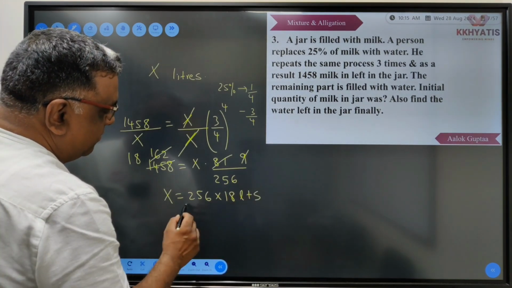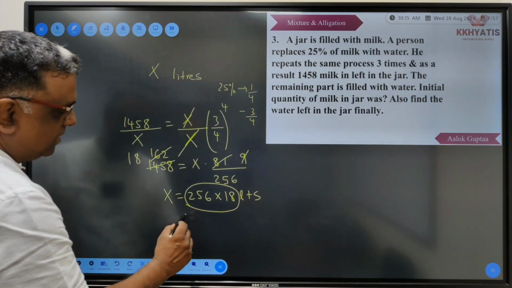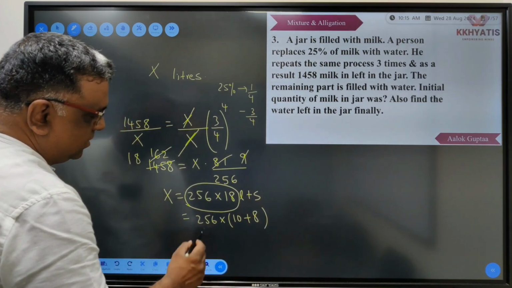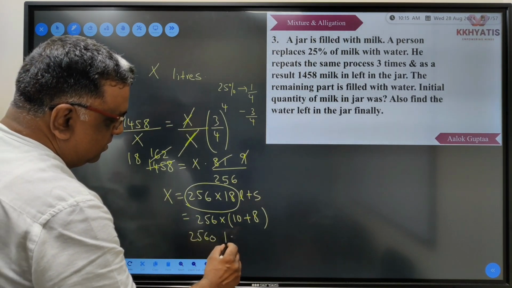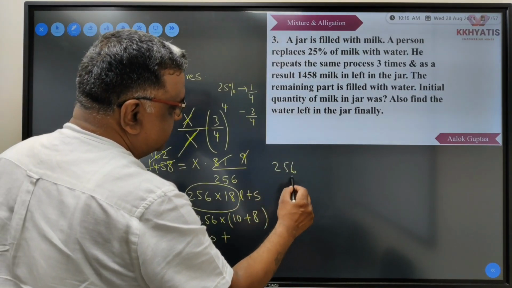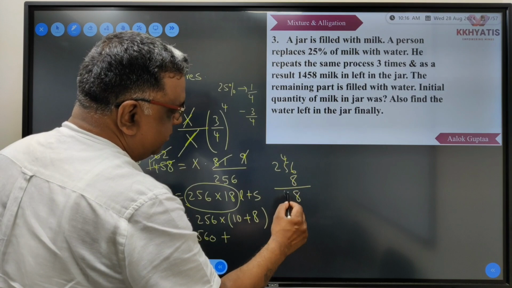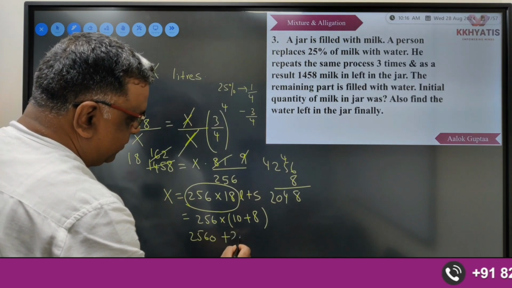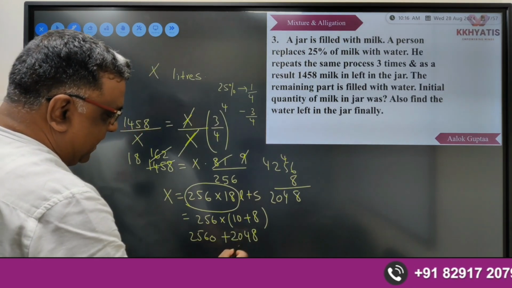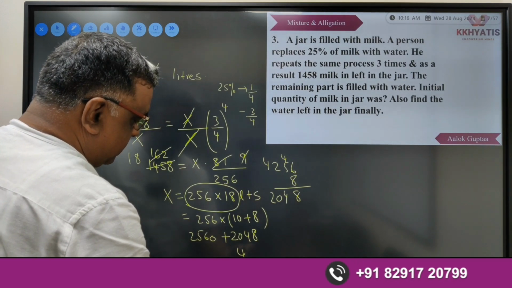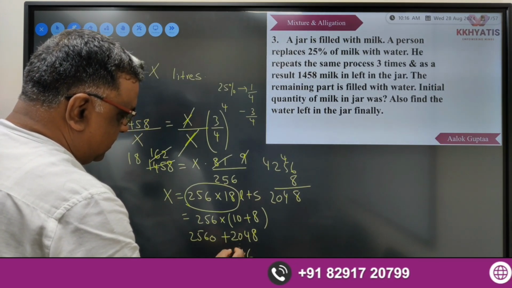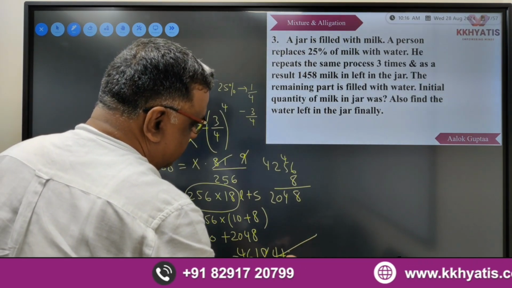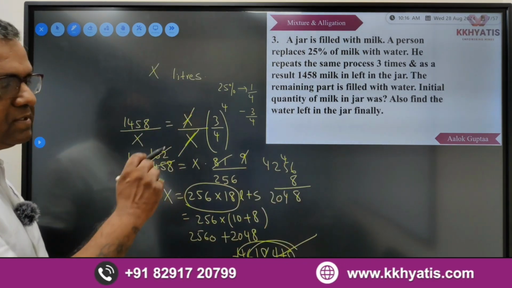So initial quantity of milk was this. We can multiply this how? We can do it 256 into 10 plus 8. So this will be 2560 plus 256 into 8. So 256 into 8 is 2048. So if we add this, it will be 4608. So 4608 liters of milk was present initially. So that's the answer. Okay.